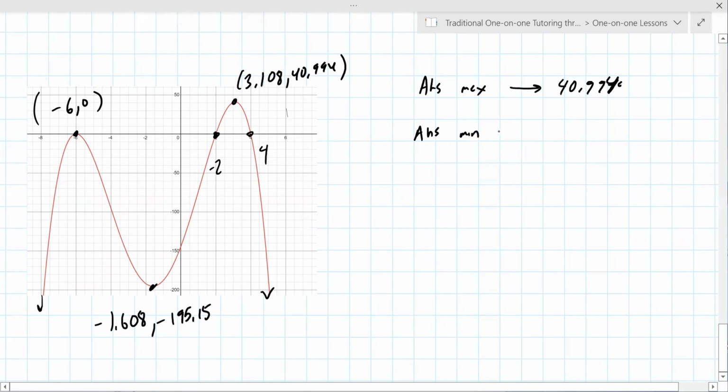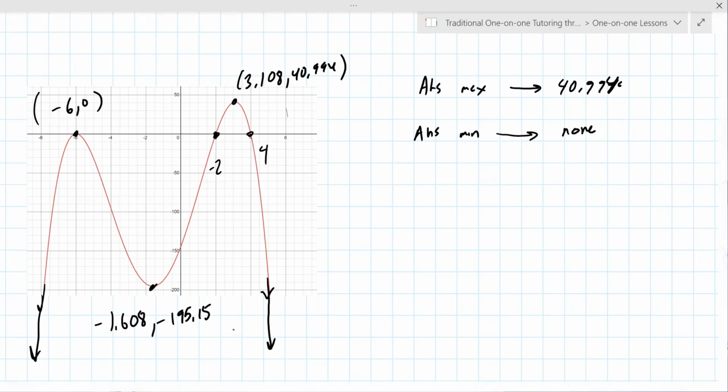The absolute min in this problem would be the lowest place. And keep in mind that these go down forever. So if it goes down forever, there is none. There's no absolute min. And you might say, well, hey, Matthew, what about this down here? Well, we'll get to that, but you can keep going down further. Is that clear? Or would you like an analogy to falling in snow? No, that's clear. Okay.